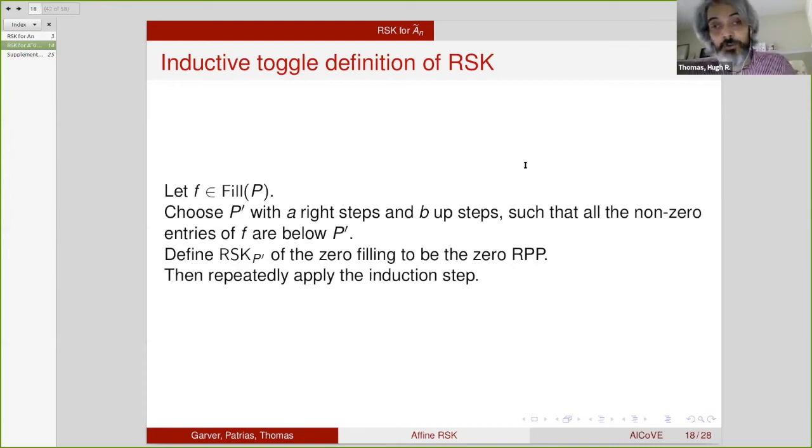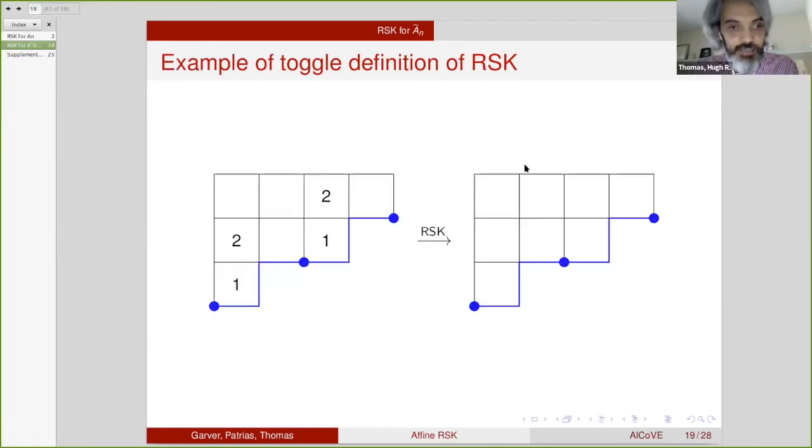What we can do though is we can go up far enough that everything above it is 0. And so if we just decide that the 0 filling goes to the 0 reverse plane partition, then that gives us a starting point, and then we can induct from there. So we did that in this example. We start off with this shape, with the line shown in red, and above it is 0 in the filling, so above it is going to be 0 in the reverse plane partition. To begin with, it won't stay 0 because we're going to be doing these toggles.